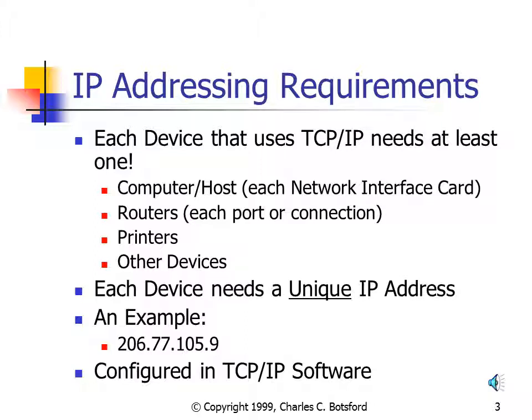Every single device on the network that uses TCP/IP requires a unique IP address. Now that could be a computer, sometimes they're called hosts, but it doesn't matter if it's a mainframe computer, a mini computer, or a personal computer, it requires a unique IP address on every network interface card that uses TCP/IP. Routers will generally have multiple IP addresses, one for each port or connection they have. Printers will have IP addresses if they use TCP/IP, and any other device that uses TCP/IP will require a unique IP address.